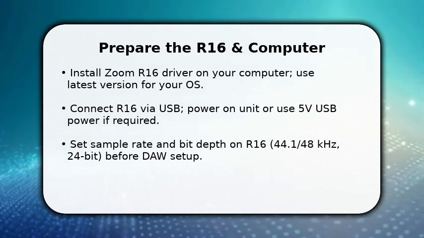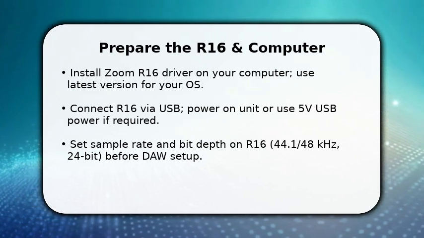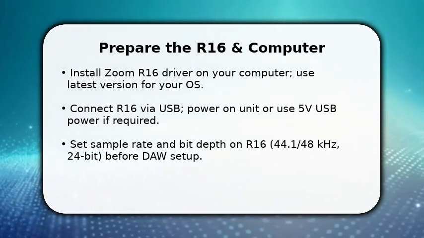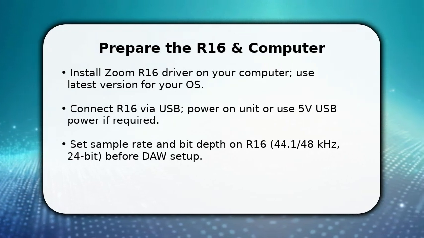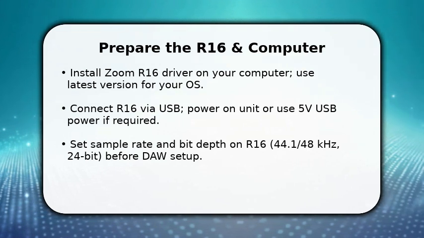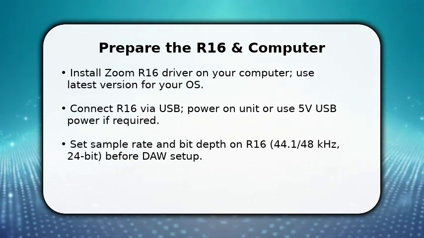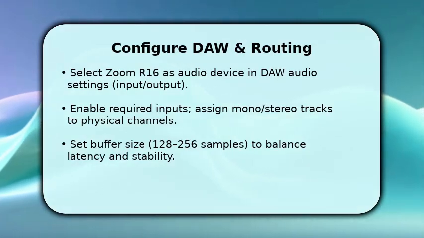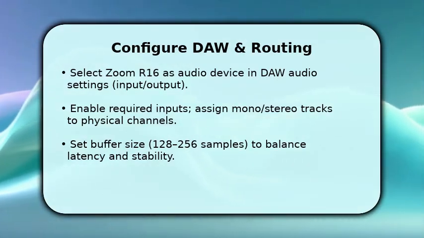Then, on the R16's utility menu, set the sample rate and bit depth to match your session, commonly 44.1 or 48 kHz, and 24-bit, so recordings won't need resampling later when you open your DAW. Next, tell your DAW to use the R16 as the audio device and pick the matching sample rate.